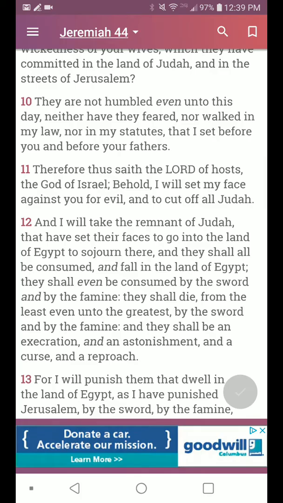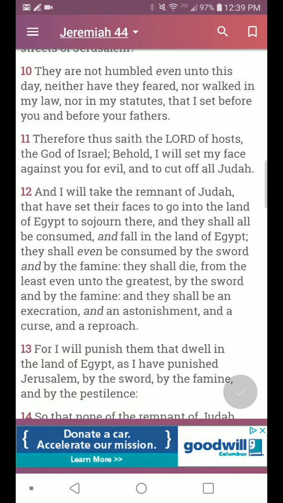And again, this is a warning. These are warnings. This is a warning for not listening. In other words, he's got the bullseye on you, and he doesn't miss.